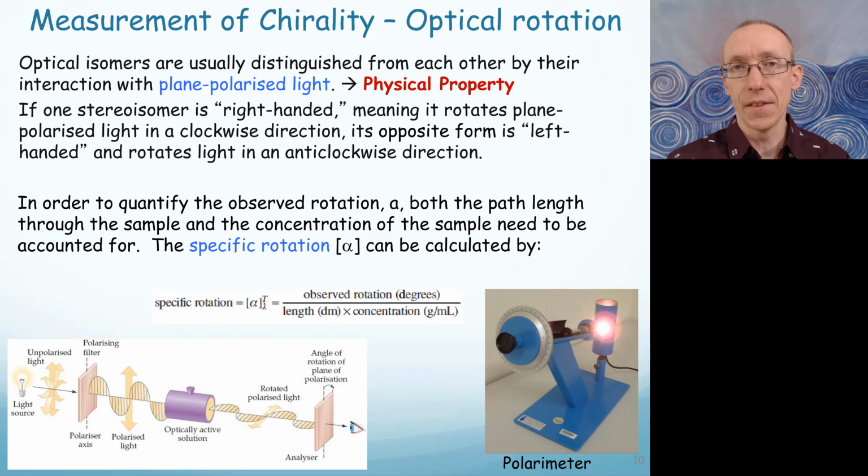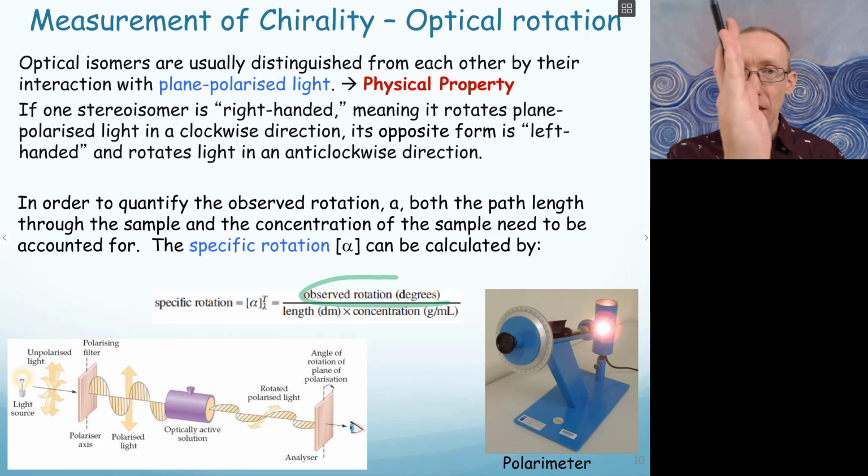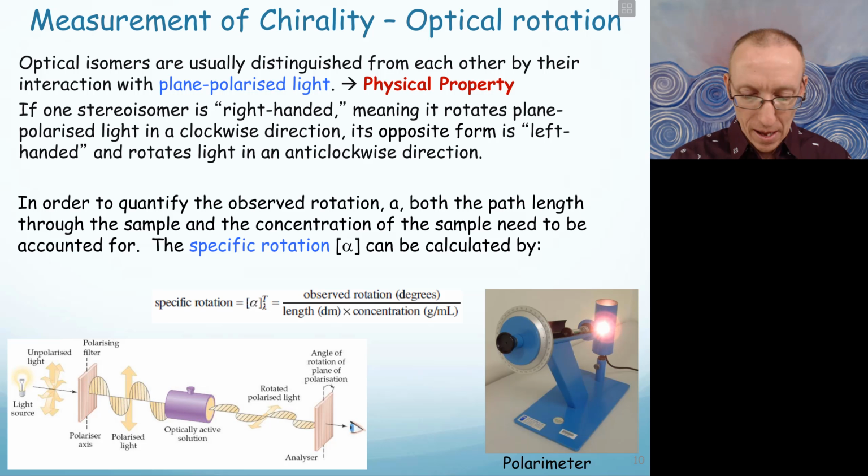So in order to quantify the observed rotation, we actually need to know how much of the sample we are passing the light through. Because obviously if you have more molecules in the solution that the light is interacting with, we get more opportunity for that light to be rotated through that angle. And so we can actually measure a quantity known as the specific rotation, which is this term alpha that we put in square brackets. So the specific rotation at a particular temperature, T, and at a particular wavelength, lambda, is the observed rotation, how much we actually see that plane polarized light being rotated, divided by the length of the cell through which we're passing the light, and the concentration of the sample.